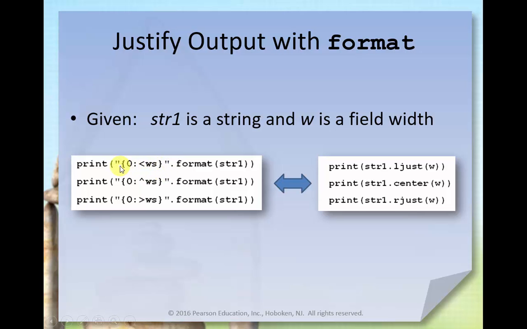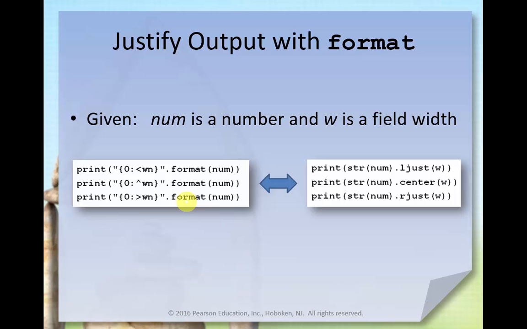here between the quotes. Then we're going to do the dot format, and then the argument that's going to be coming into the whole print statement, which is what's going to get modified, is what's in string 1. So str1 is the string, and w is the field width. So these are actually equivalent, these statements. It doesn't make a lot of sense until you actually see it in operation here.